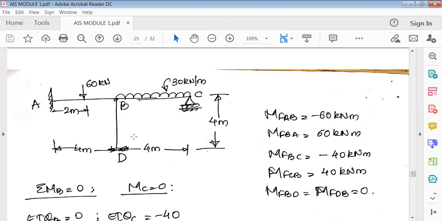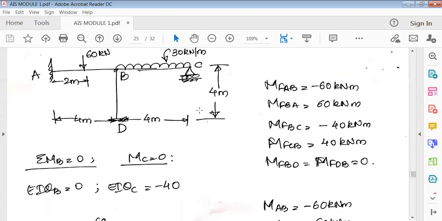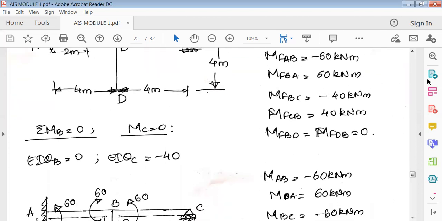And then as usual, you have to go on finding MFAB, BA, BD, DB, BC, CB. I found it out here, see. At BD, there is no load, so it is all 0. So go on finding this. It's a simple point load, and there is a UDL. So go on finding all the forces here. Find the fixed end moments.